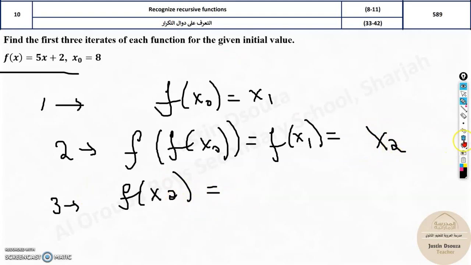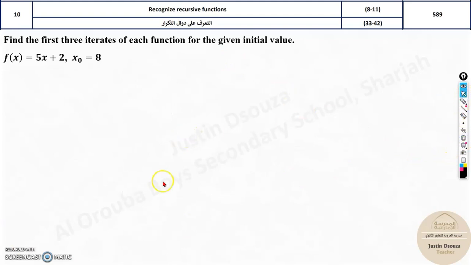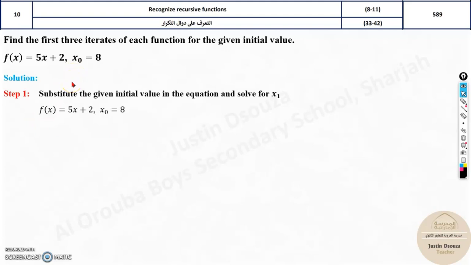Anyways, if this is confusing, don't worry, we will solve it, and now you will easily understand what is happening over here. You have the function and the initial value, right? All you need to do is substitute the given initial value in this equation and solve. That would mean x1 is function of x0. Wherever x is, just substitute the value 8 and solve it in the calculator. You will get the answer. It's very basic, so you can directly solve it.